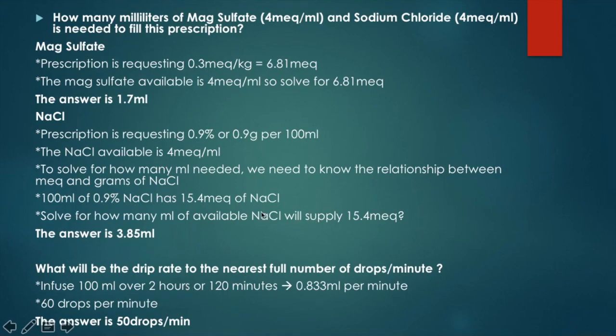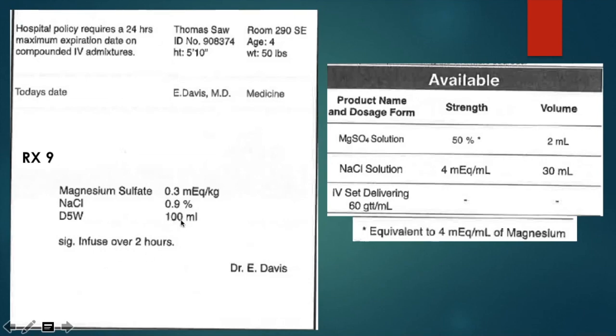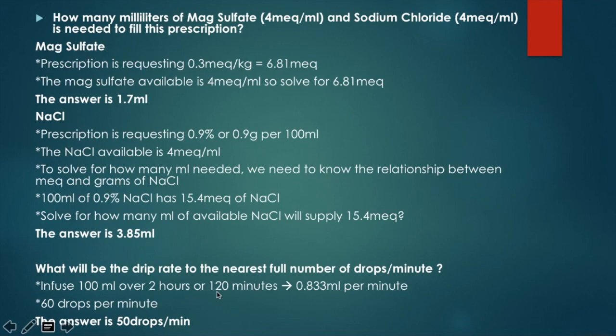What will be the drip rate? Oh God. Should we even go over this part? I mean, come on. 100 ml. Infuse over 2 hours. They give you the answer. That's 120 minutes. You divide, you get 0.833 mLs per minute. Multiply that by 60 drops per ml. Your answer is 50 drops per minute.